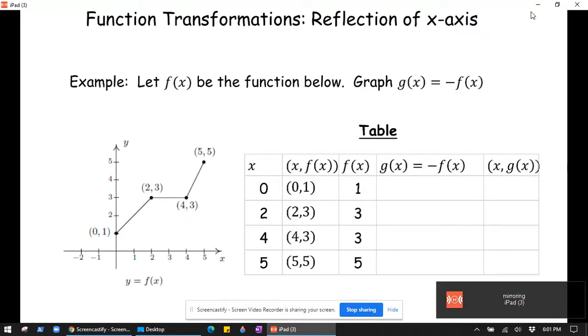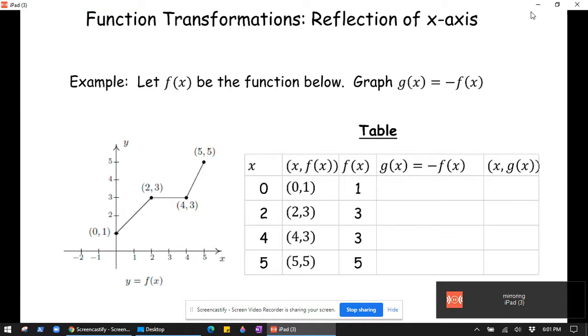All right, in this video, we're going to look at function transformations, another type of rigid transformation, and that is reflections. Remember, a rigid transformation is one that does not affect the shape of the graph. It says here, let f of x be the function below. Graph g of x equals negative f of x. So why don't we just try what it says?